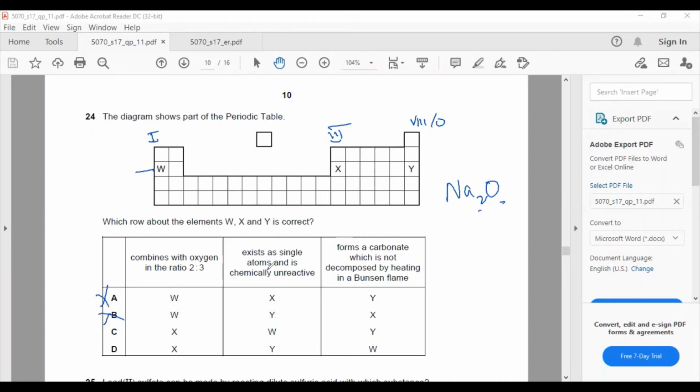Okay. X is a single atom as it's chemically unreactive. Y. So D is the answer. Y is noble gas, unreactive and monoatomic gas. Single atom means monoatomic, and noble gases are monoatomic. Monoatomic consist of one atom only. Helium, neon, argon, krypton, xenon. Okay, so Y is D is the answer.